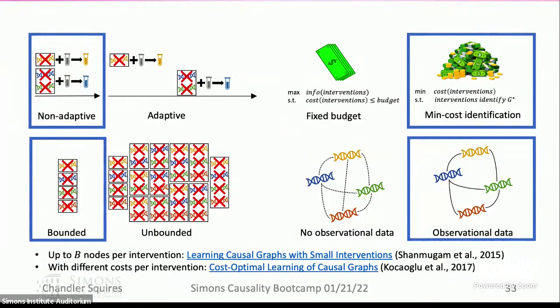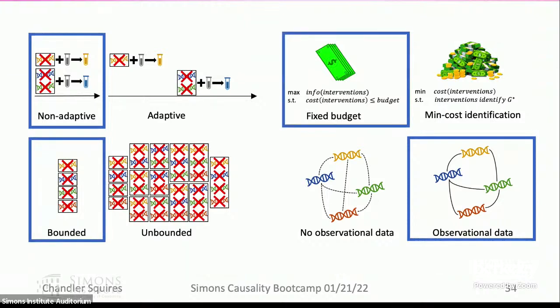And now I'm going to move on from this minimal cost identification setting to a setting where you have a fixed budget, and show you some of the things that can be proved about that setting.